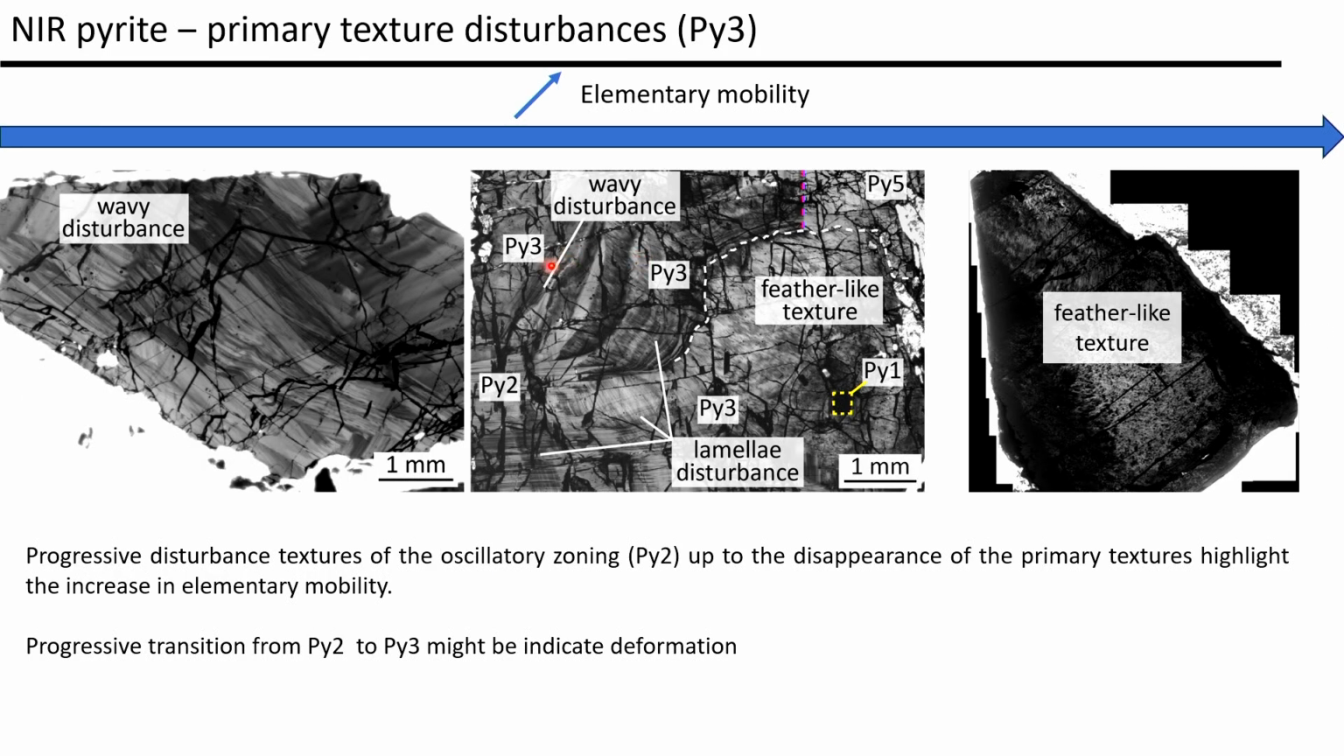Then we have primary texture disturbances, which we call Pyrite 3. The interesting thing is that we have this progressive disturbance of the textures, from this wavy disturbance to lamellae and then further to the disappearance of the primary textures, which highlights an increase of elemental mobility. This progressive transition from the primary textures to this Pyrite 3 might indicate deformation.